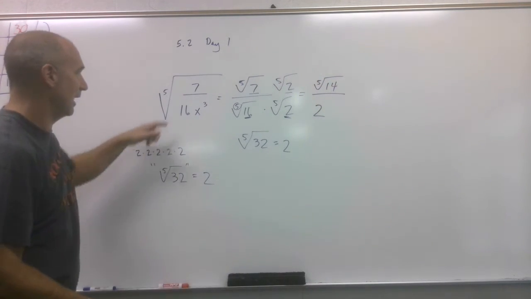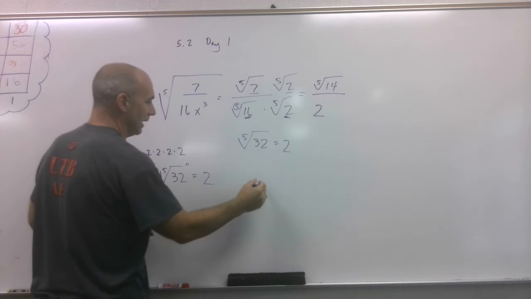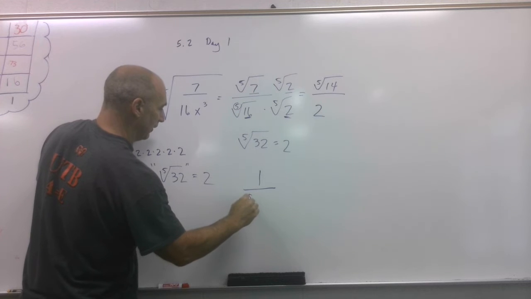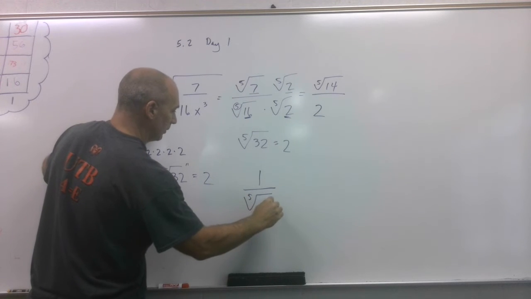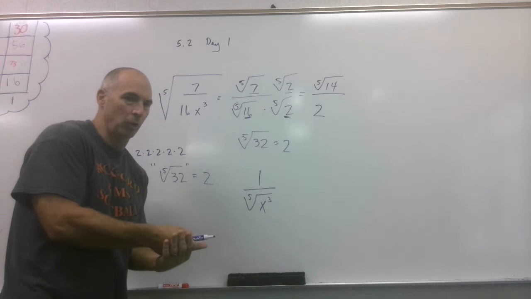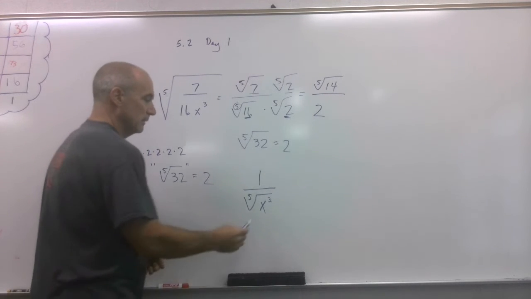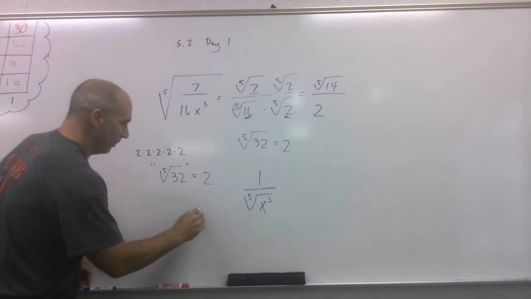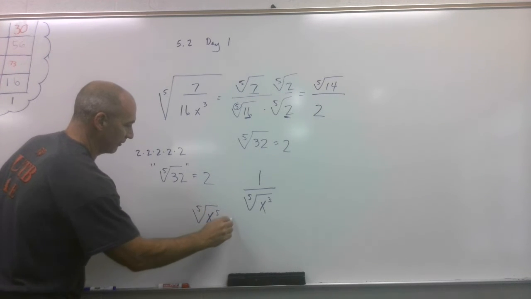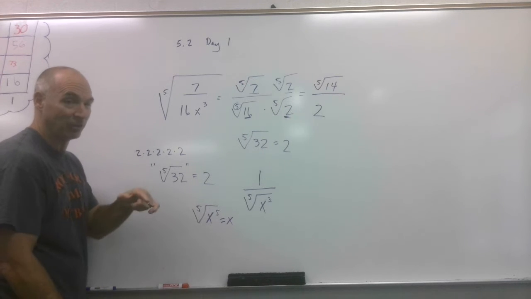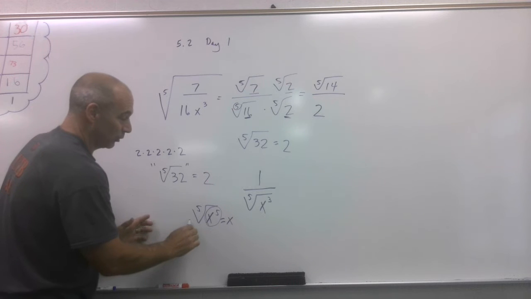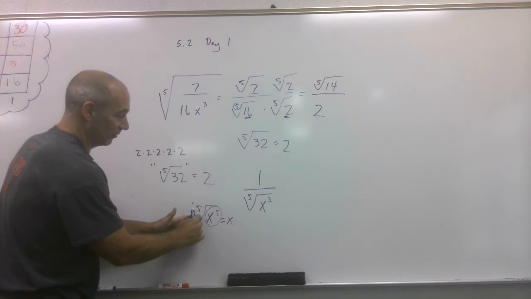I'm not done yet. I still have this x cubed in the bottom. So what I'm going to concentrate on is the fifth root of x cubed. Now remember, we've got to get the radical out of there. So we're going to be creative. Isn't it true that the fifth root of x to the fifth is just x? So what I'm saying to you is, you've got to create this in order for the radical to disappear.